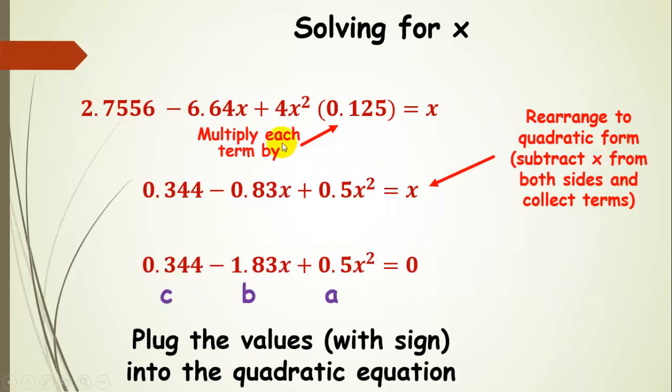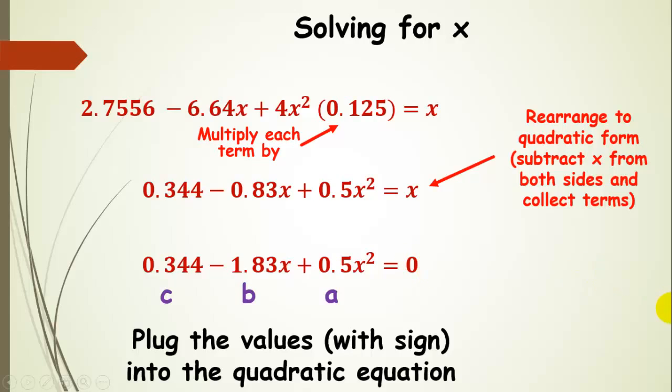So now that we've expanded it, we plugged it back in for that squared term, and now we're just going to distribute or multiply each term by 0.125. And when we do that, 0.125 times 2.7556 is going to give us 0.344. Multiply negative 6.64, we're going to get 0.83x. And then multiply 0.125 times 4, we get 1/2. And then we still have this x hanging out over here. You can't use the quadratic equation formula unless the whole equation is equal to 0 and set up with a, b, and c. So you have to collect all the terms. So what we're going to do is just subtract off this 1x from this side. So we end up with 0.344 minus 1.83x plus 0.5x squared, and that's going to be equal to 0.